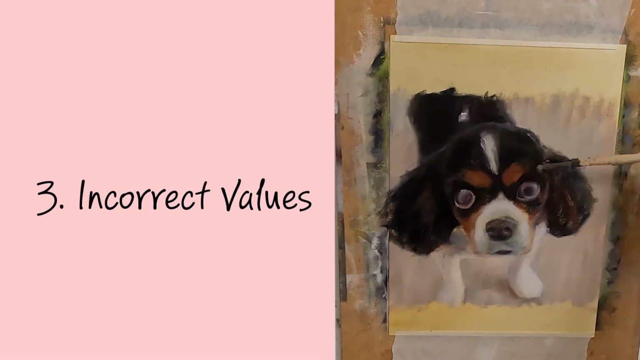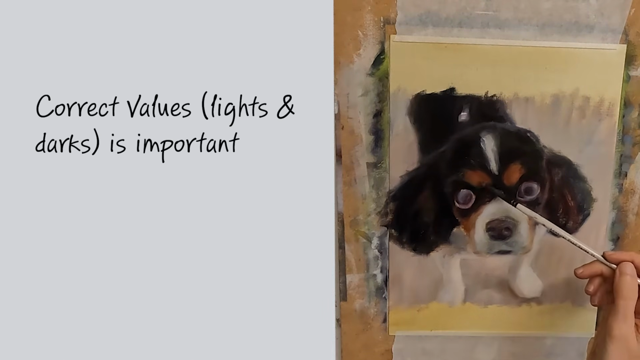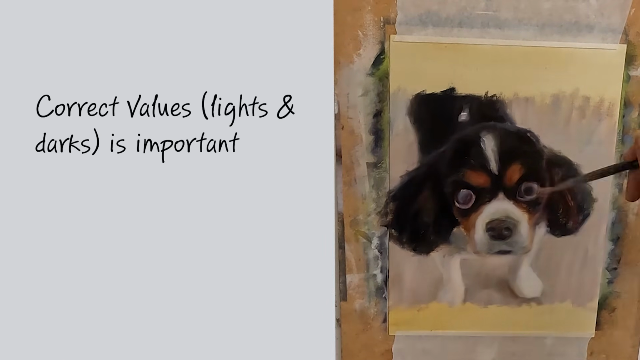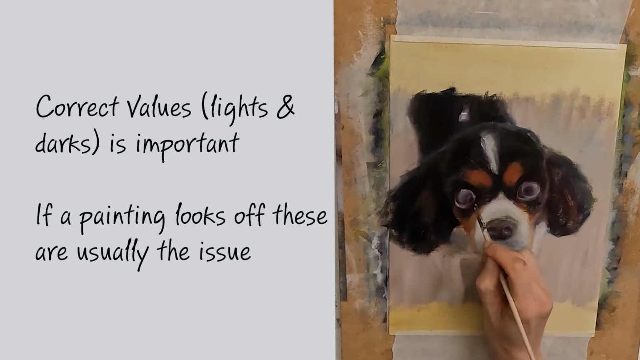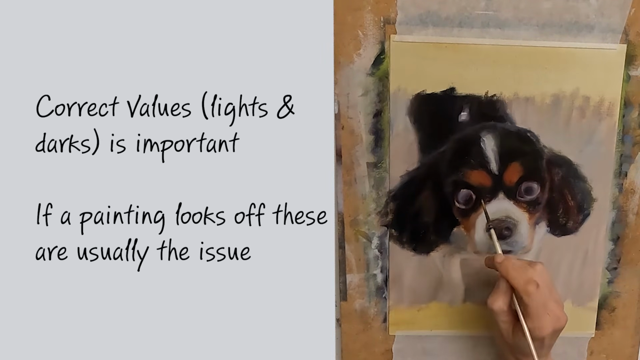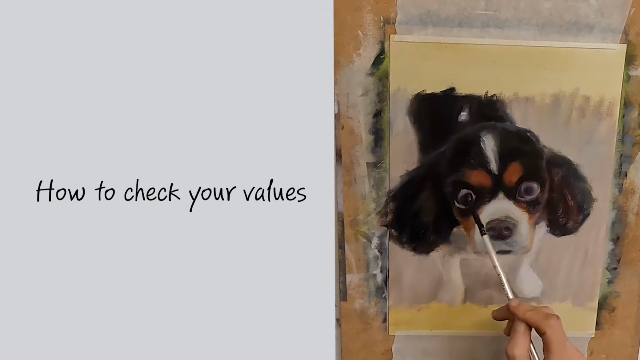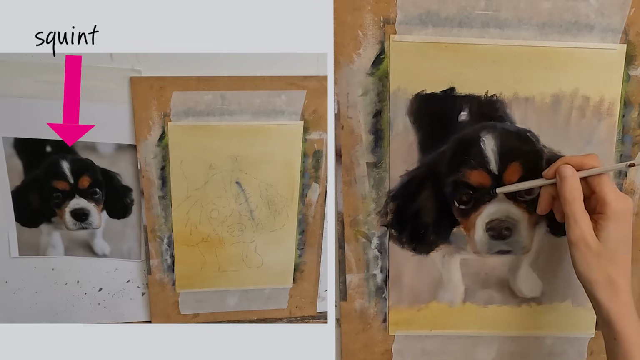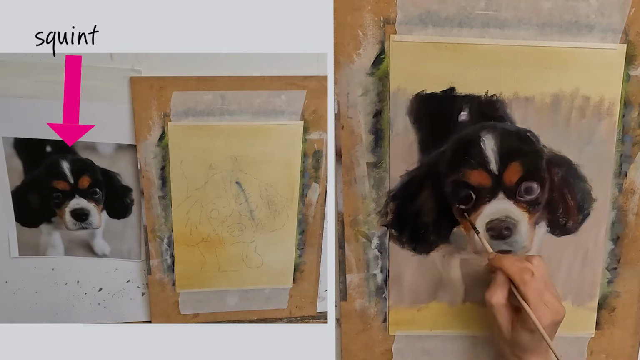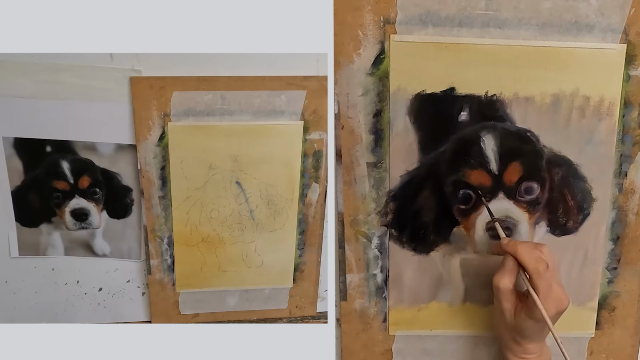Number 3, your value relationships are incorrect. Getting your lights and darks correct are more important than colour and temperature for realism and readability. Very often when a painting looks wrong, it will be because these are off. How do you make sure these are correct? Firstly, you can try squinting at your reference and simplifying it into obvious blocks. You can then paint these first and work in the detail later.